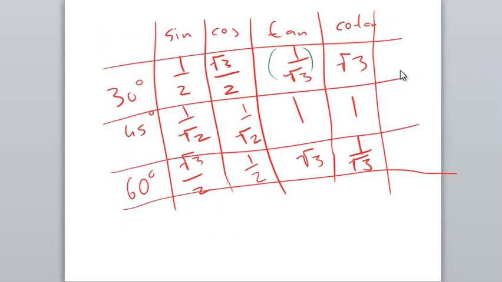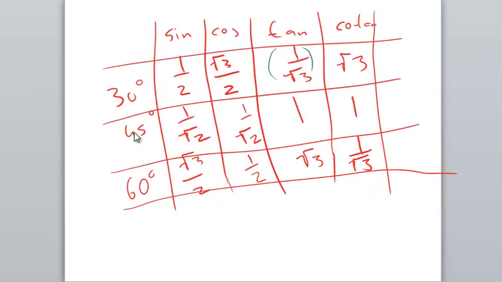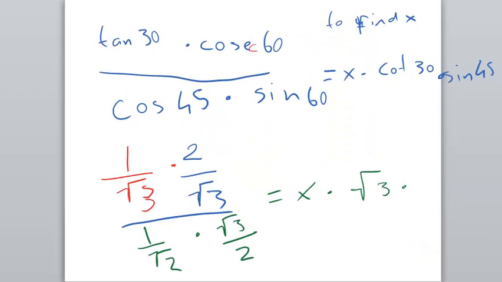Cotangent 30 is root 3, so it's root 3 times sine 45. Sine 45 was 1 over root 2, so we write down 1 over root 2. So let's continue it in the next slide, or actually let's just continue it in this slide and then we'll move on to the next slide.